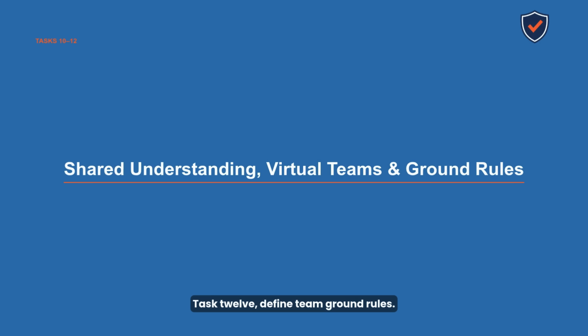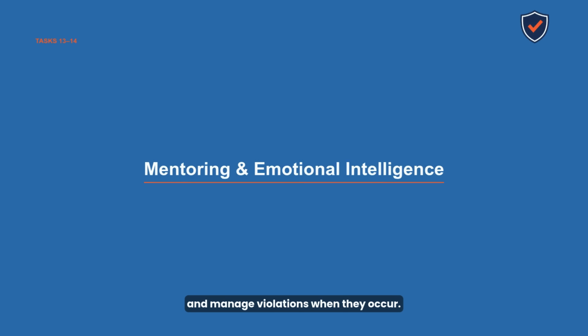Task 12. Define team ground rules. You communicate organizational principles, foster an environment that supports the rules, and manage violations when they occur. Task 13. Mentor relevant stakeholders. Mentoring is about recognizing opportunities and investing time. The exam tests whether you see mentoring as part of your role, not an optional extra.